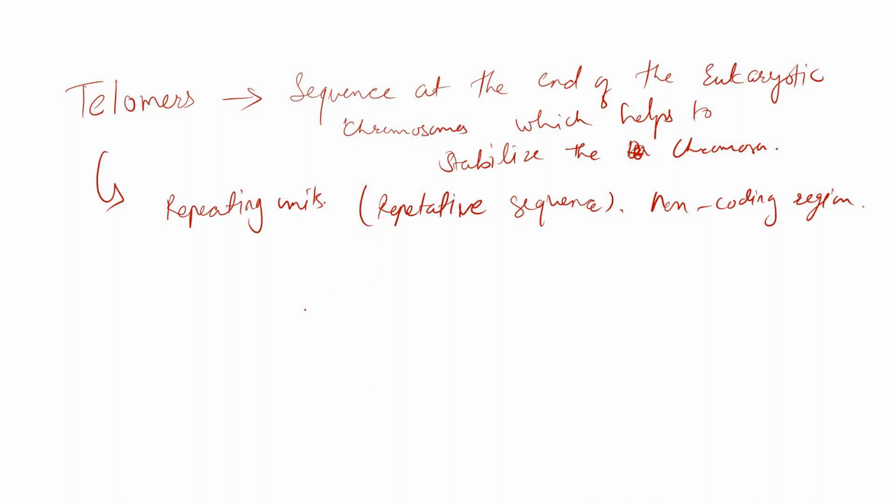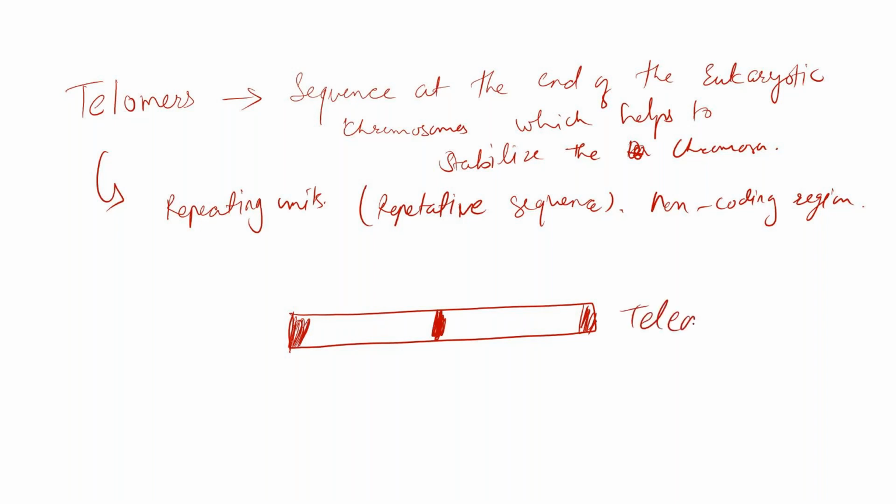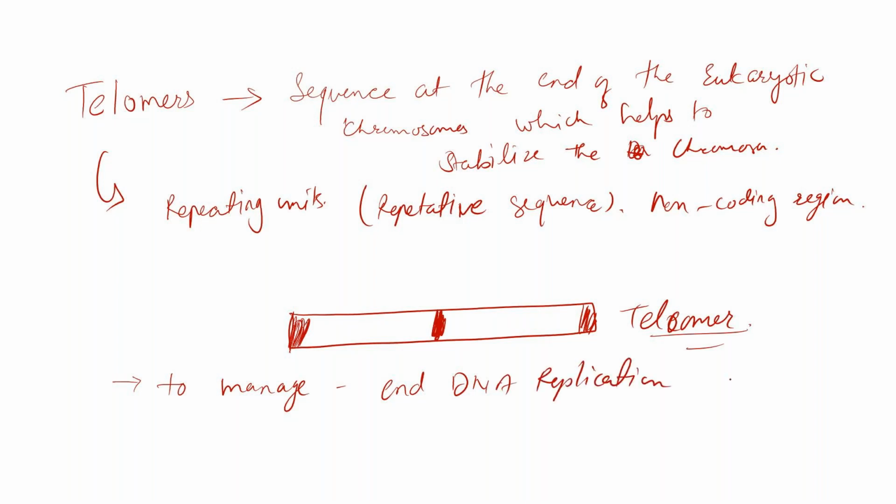So see, if this is your chromosome, this will be your centromere, right? And the sequences at the end, these are nothing but the telomeres. So why do eukaryotes have telomeres? Why is there a need of keeping such repetitive sequences which are non-coding? You know what? It's to manage end DNA replication error. It's to manage what? End DNA replication error. Okay.